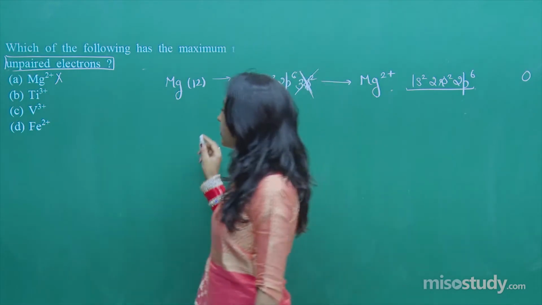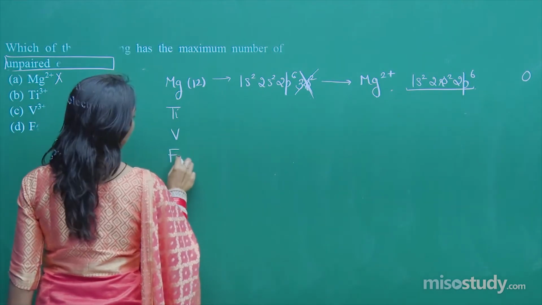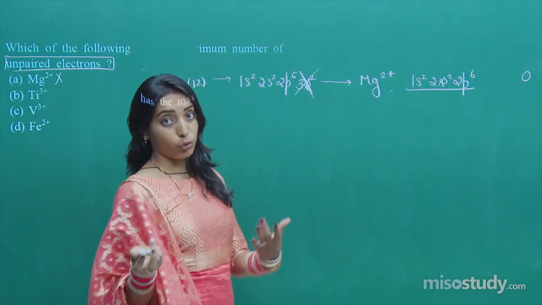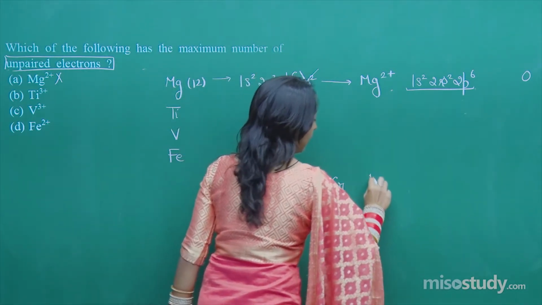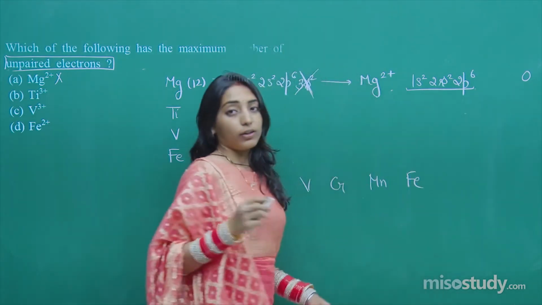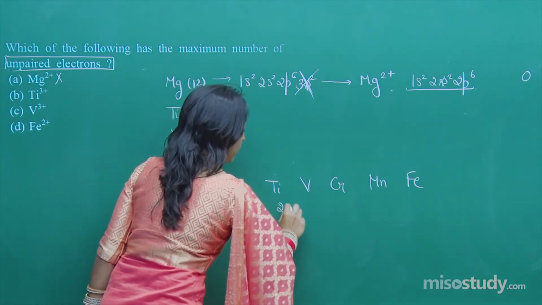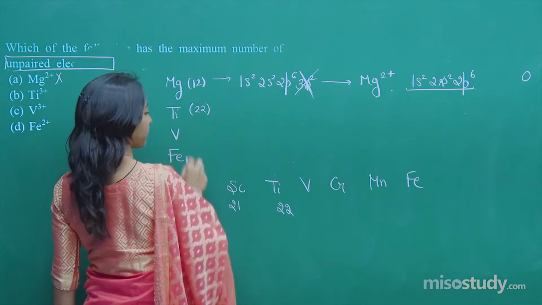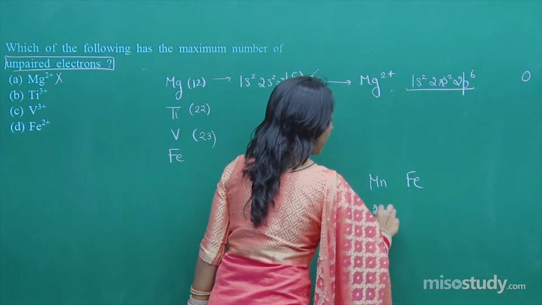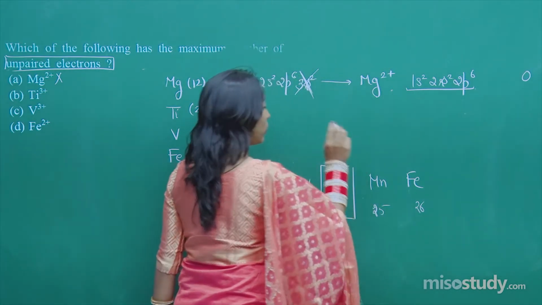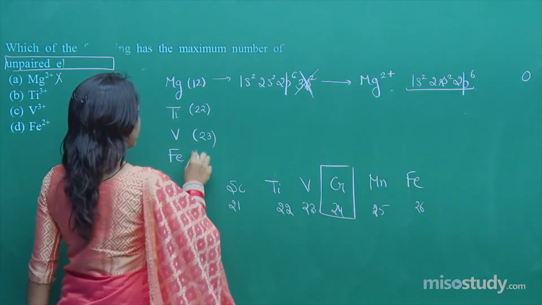Next, we need to move on to titanium, next vanadium, and then we have iron. So if you remember the atomic numbers, cool. If you do not remember, you should remember the mnemonic. So scandium is 21, titanium is 22, vanadium you can see is 23, then 24, 25, 26. And as per you know, the only different electronic configuration is adopted by chromium, not by iron, manganese and all. So iron is 26.